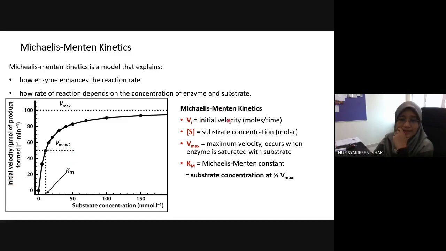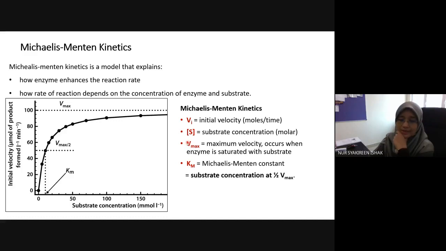So Michaelis-Menten kinetics. VI is the initial velocity. It is measured in moles per minute, per time. Time can be in minutes, can be in seconds. And substrate concentration is measured in molar, and then Vmax.